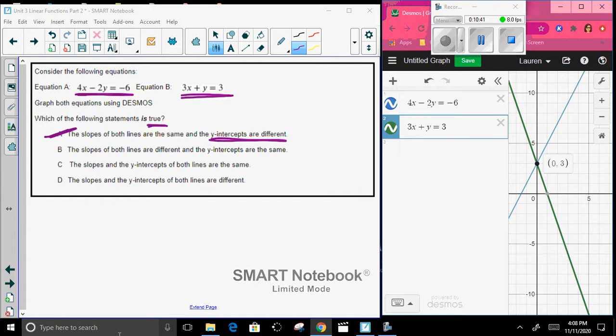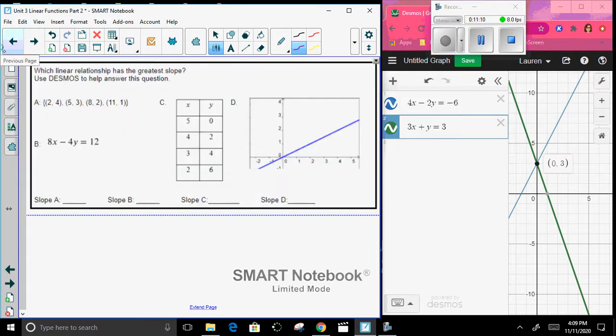So that's not true. The slopes of both lines are different and the y-intercepts are the same? Looks like that might be. Let's check everything else. The slopes and the y-intercepts of both are the same. Well, we know that's not true because we said their slopes are different. The slopes and the y-intercepts of both lines are different. Well, we know that's not true because we know the y-intercepts are the same. So option B is our best option.